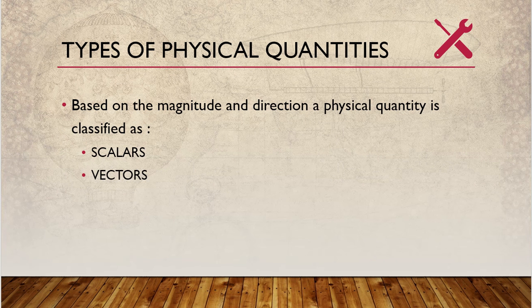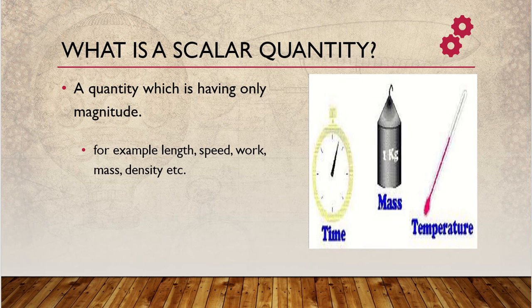Now let us move to the types of physical quantities. These categories are classified based on the magnitude and direction of a physical quantity. This classification includes two categories. Those are scalars and vectors. What is a scalar quantity? A quantity which is having only magnitude.